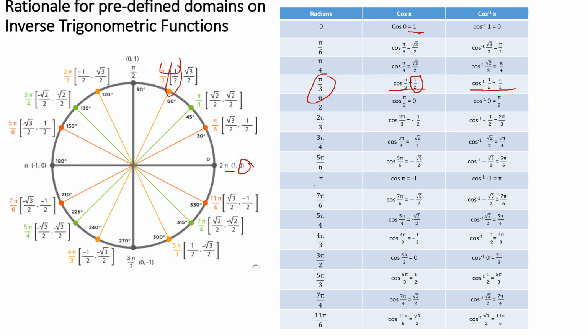Same thing with pi. If the radian is right here, pi, and the cosine of pi is negative 1, as we see right here on the left, then cosine negative 1, or the arc cosine, of negative 1 would equal pi. We're just reversing it. But why aren't they always functions?